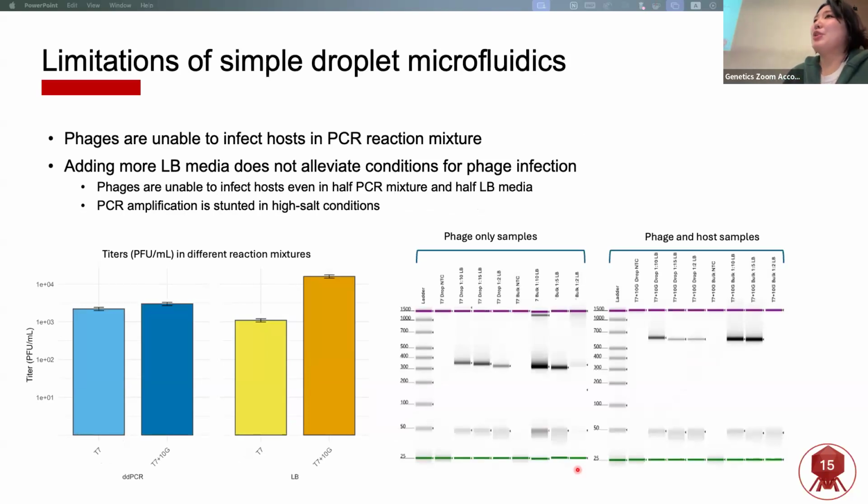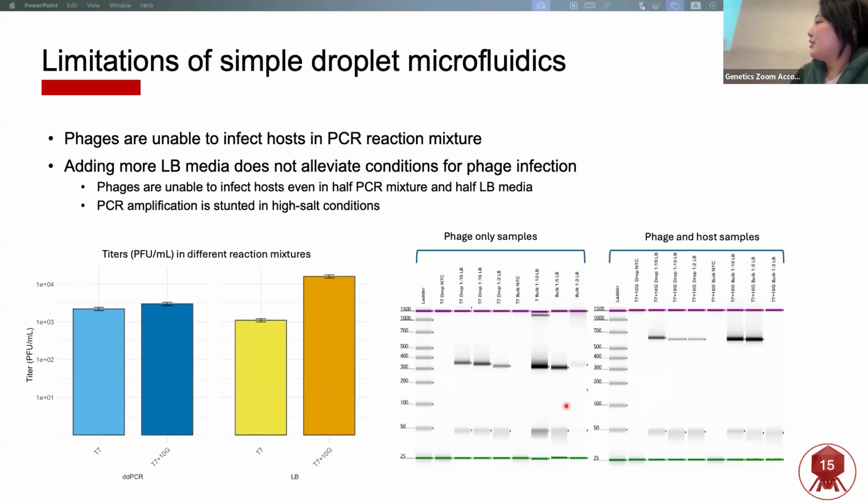However, we did run into some limitations of this simple droplet maker. When we encapsulated the phages in the PCR mixture for the one-pot reaction mixture, we found that the phages were unable to infect the host. We attributed this to the salt conditions of the PCR mix. What we tried was adding more LB media in order to supplement the conditions, hoping the phages would be a little bit happier with a little more LB media.